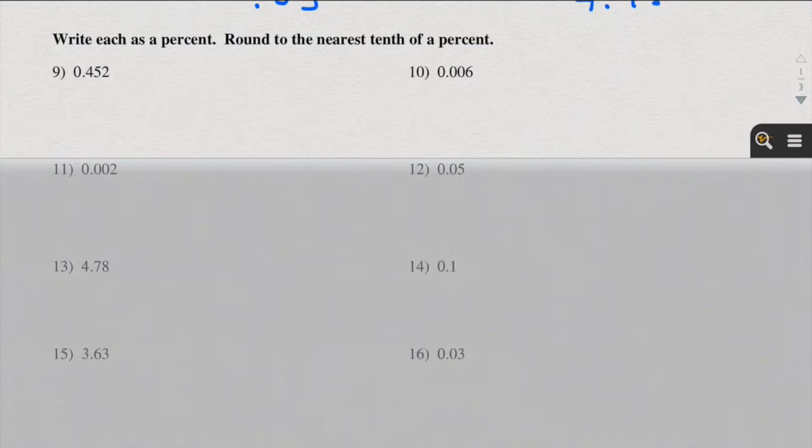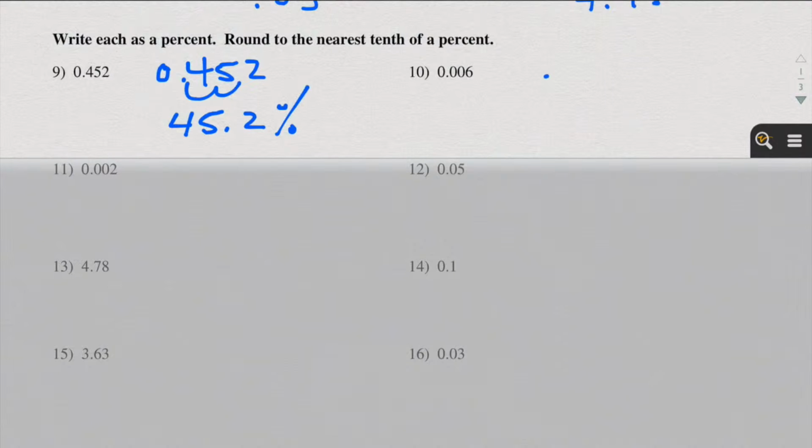On the first one, when we wanted to convert from a percent to a decimal, we moved the decimal place over to the left 2 times. Now we want to convert from decimal to percent, so we're going to move the decimal from the left to the right 2 times. So let's start with our number 0.452. We move that decimal over 1, 2. We end up getting 45.2, and you have to add that percent.